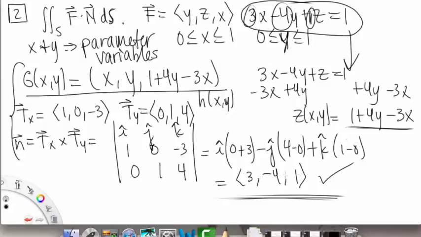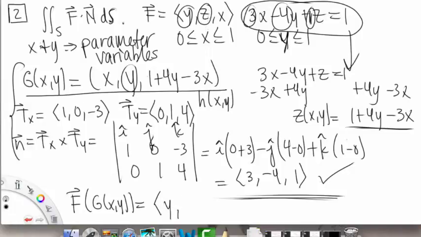Anyway, now we have our normal vector, and now we need our f of g of x and y. In the y spot, we're going to plug in a y, because that's what y corresponds to. But this is where it gets different: our z corresponds to this long thing. So we're going to plug in 1 plus 4y minus 3x for the z spot, and our x is simply x.